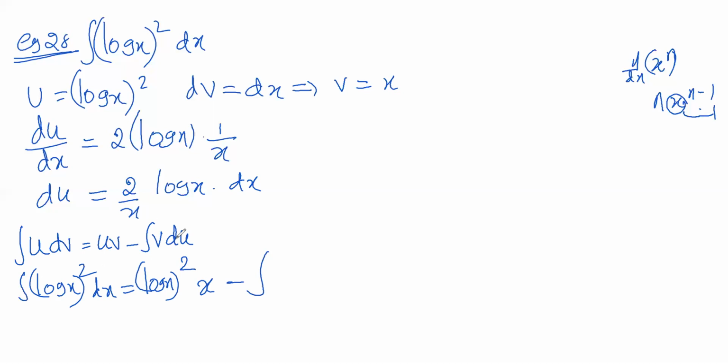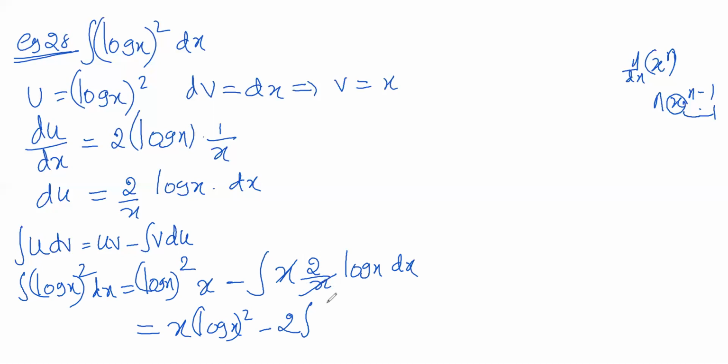What is v? v is equal to x into du, and du is 2 by x into log x into dx. Here this x gets cancelled. So write x into log x the whole squared minus 2, which is a constant, so taking it outside, 2 into integral of log x dx. Now the problem is not over, isn't it? We want to integrate once again this log x.